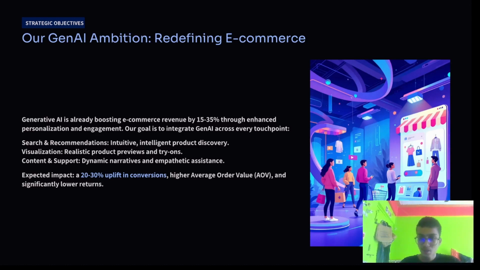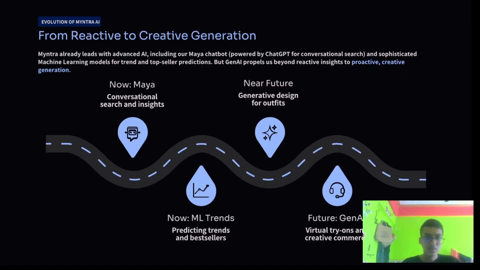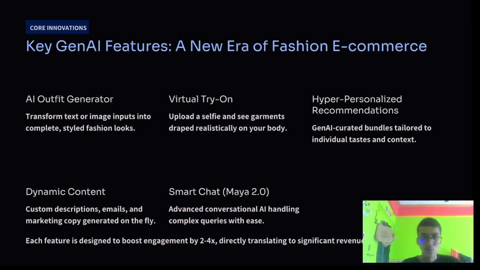We already lead with AI, like the Maya chatbot and ML for trends and top sellers, but GenAI takes us further from reactive to creative generation. So what are the key GenAI features? The Maya chatbot is already included in Myntra, but we are going even further with GenAI integration in Myntra.com. So what are some of those?